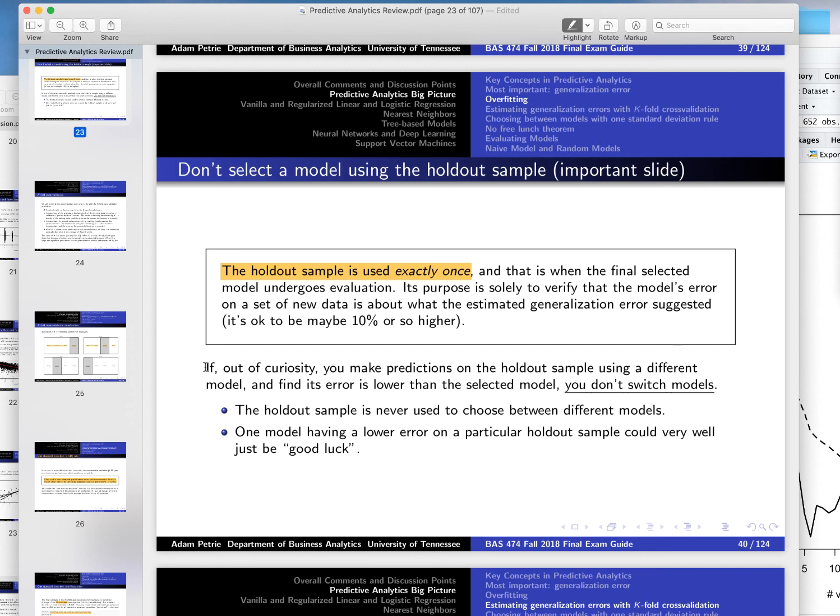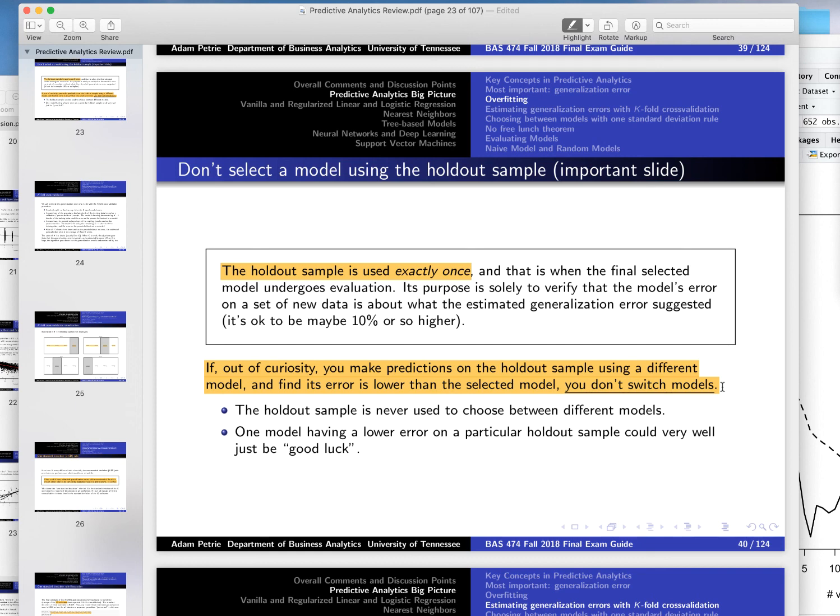If, out of curiosity, and we'll very often do this, you make predictions from a different model on the holdout sample and you find that it actually did better on the holdout sample, don't switch models. The reason is that this holdout sample is designed to be only used once. If we use it more than once, everything that we're learning from it goes out the window just a little bit. Out of curiosity, sure, it's okay to see how other models would have done, but that's not going to be a definitive push to switching towards another model.